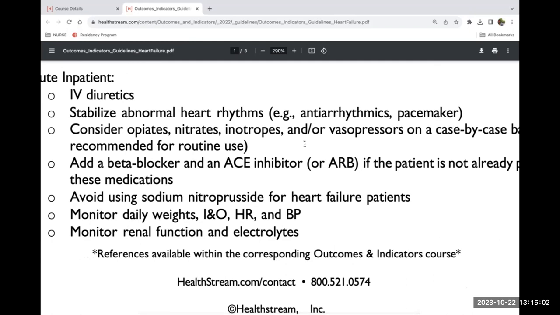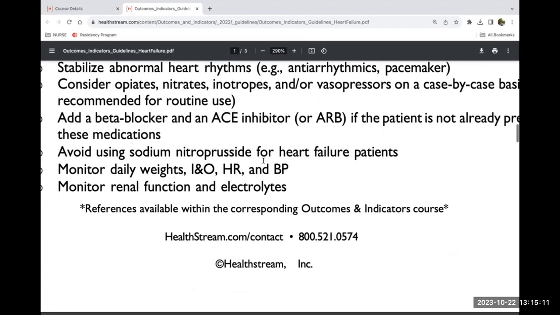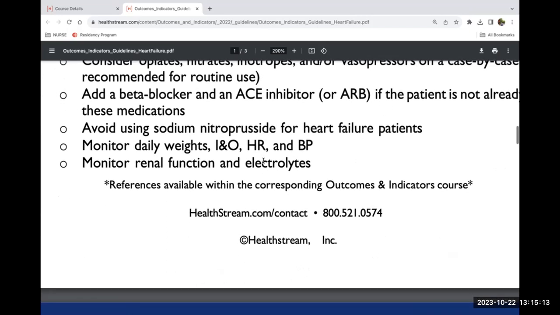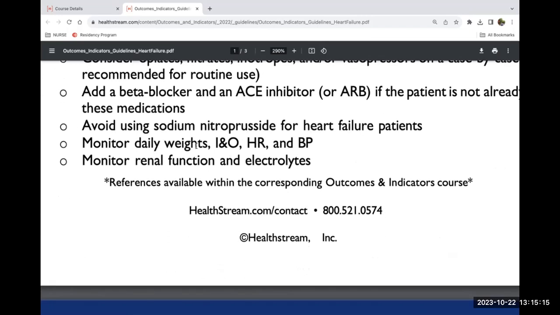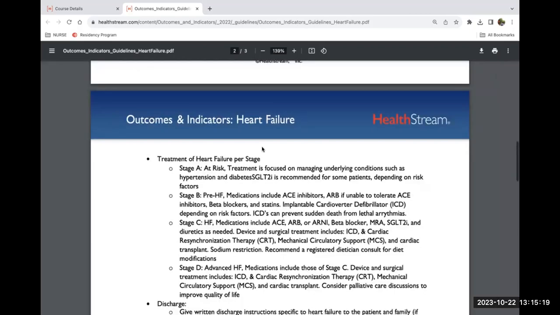Add a beta blocker and ACE inhibitor if the patient is not already prescribed these medications. Avoid using sodium nitroprusside for heart failure patients. Monitor daily weights, I&O, HR, and BP. Monitor renal function and electrolytes.